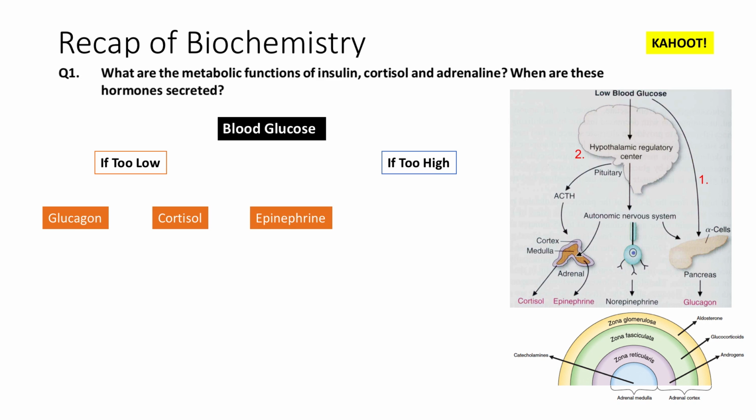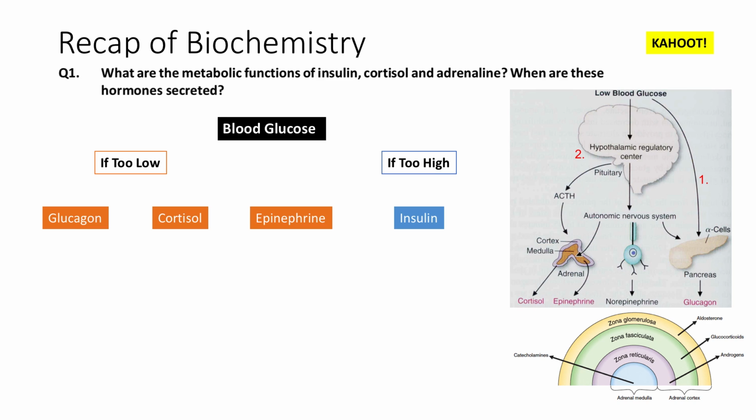Okay, very good. So these are the three hormones that are secreted when glucose is too low, and conversely, when it's too high, then insulin is secreted. So now the question is, where are all of these hormones secreted? If you look at the diagram on the right, that gives you a very good picture of which organ secretes what.